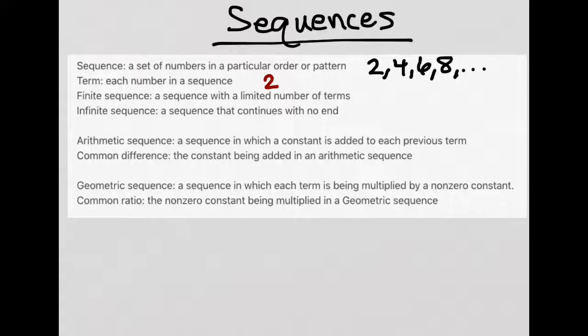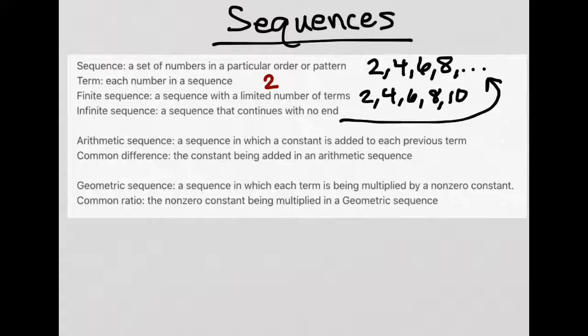A finite sequence is going to be one that has a limited number of terms. So we're going to have 2, 4, 6, 8, and then maybe we stop at 10. And that's it, that's done. An infinite sequence is going to be one that continues with no end. So maybe one like that would be this first sequence that I wrote down, where the ... means we're going on forever and ever and ever.